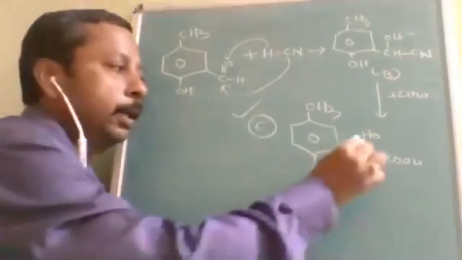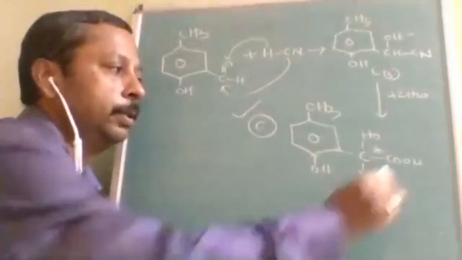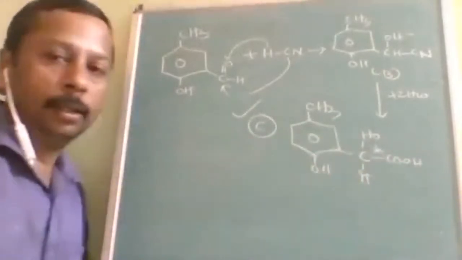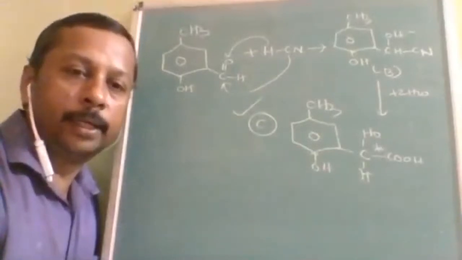Okay, which is the chiral carbon? This is the chiral carbon. On one side it is hydrogen, on another side OH, on another side CHO, and the fourth side is the benzene ring. Is it understood why it is option C?